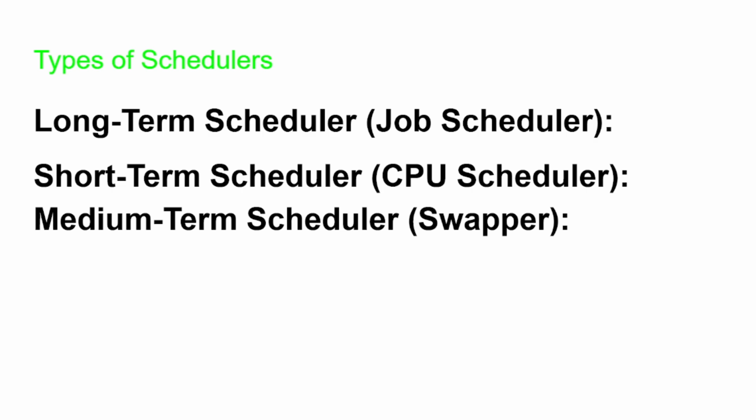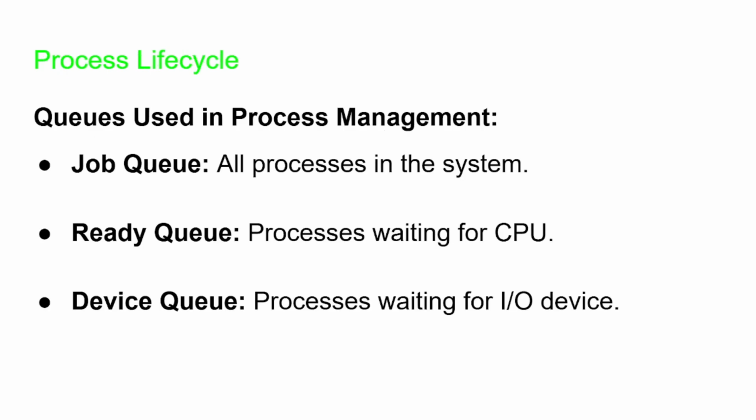The short-term scheduler selects which ready process runs next on the CPU. It executes very frequently, in milliseconds. The medium-term scheduler is used for suspending and resuming processes. It temporarily removes processes from the memory to manage the load. Together, these schedulers maintain smooth multitasking without overloading the CPU or the memory.